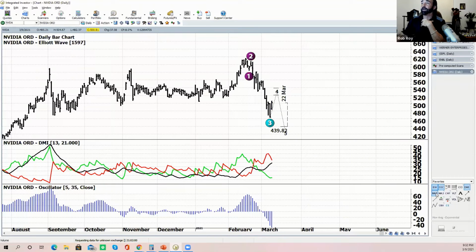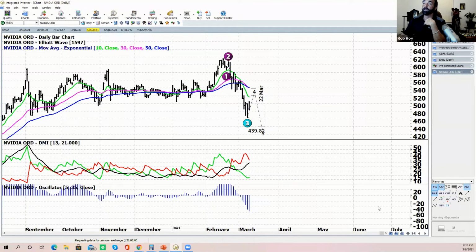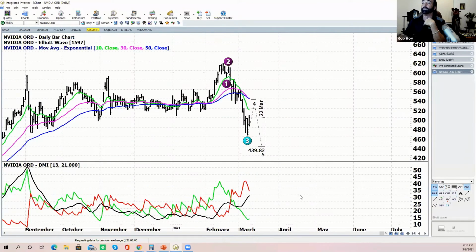Now it had a decent day today, but when we put the 10-day moving average on, it didn't even make it back to the 10-day moving average with today's move. So yeah, today was a nice up day, but was that an up day in a longer bearish move? At this point in time, you have to respect that that's possible. And then you see the oscillators moving to the downside as well.